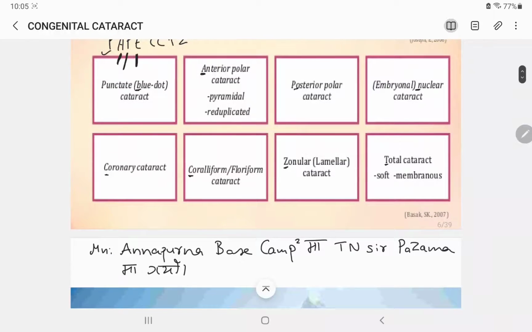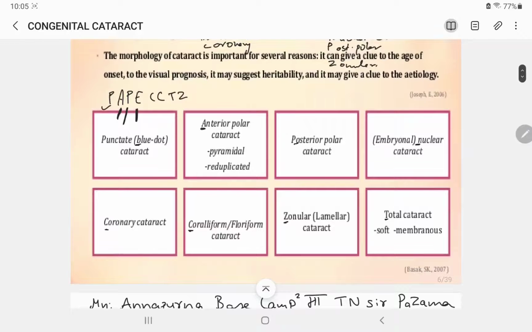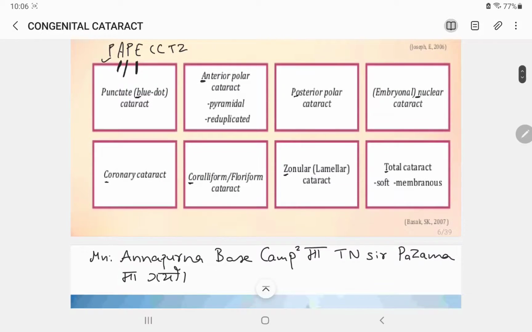This morphology includes punctate cataract, also known as blue dot cataract, and anterior polar cataract, which has two types, pyramidal and reduplicated. We'll read about it later. Then there is posterior polar cataract, embryonal nuclear cataract, coronary cataract, coraliform or floriform cataract, a little bit of a tongue twister. Another is zonular or lamellar cataract, and another is total cataract, which is soft and membranous.